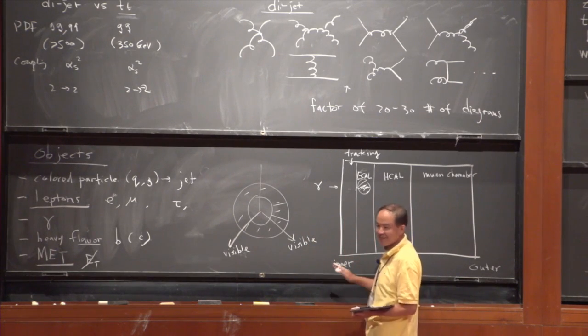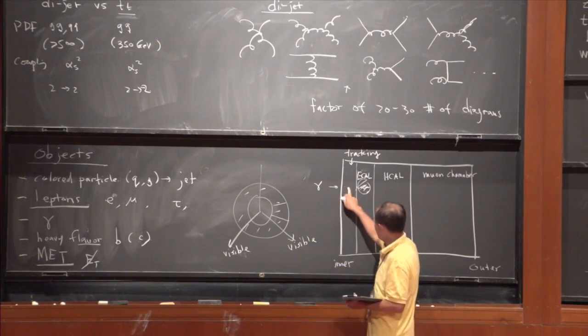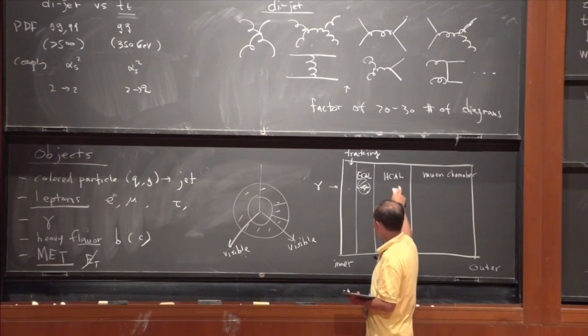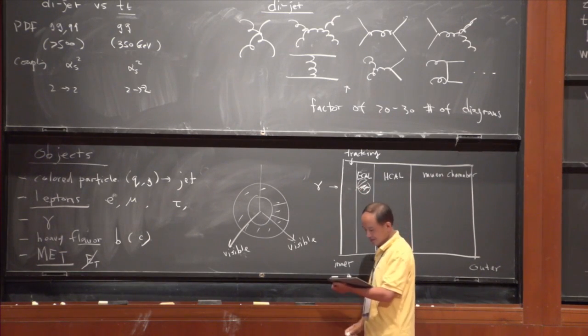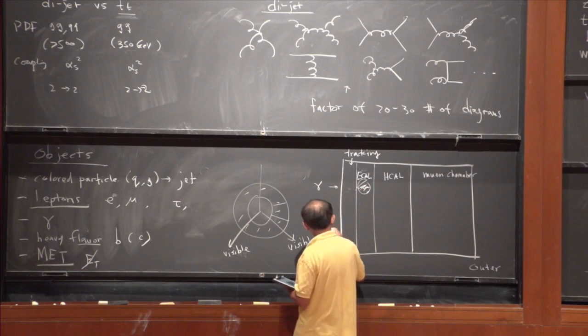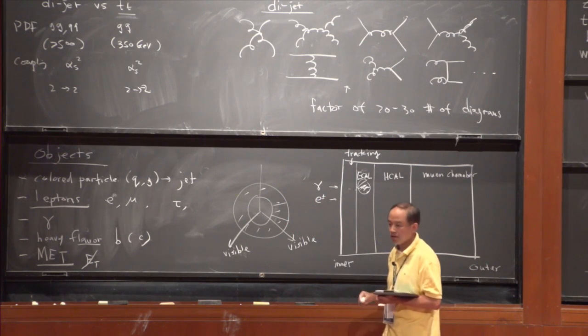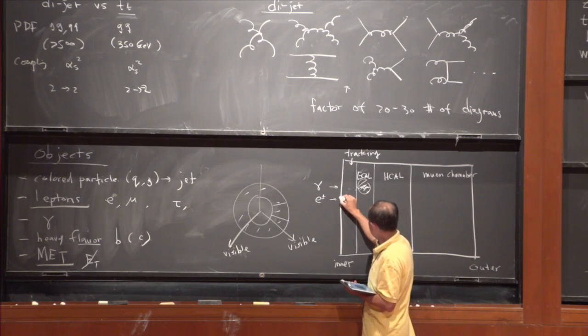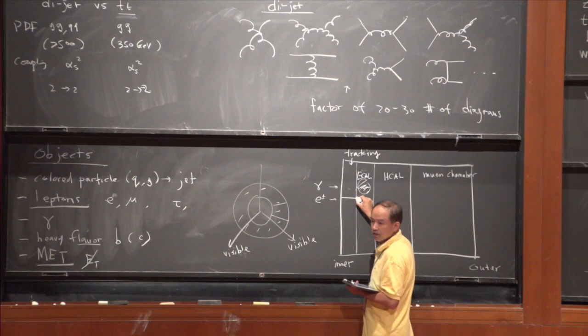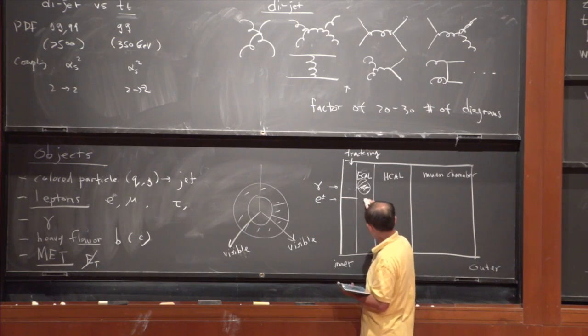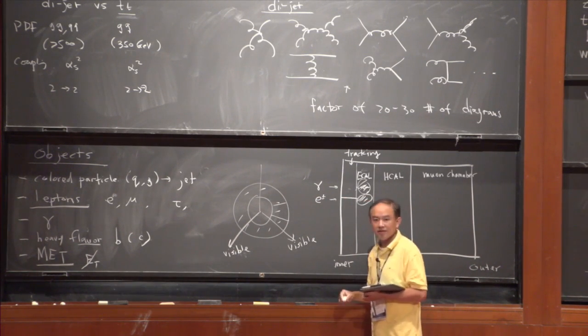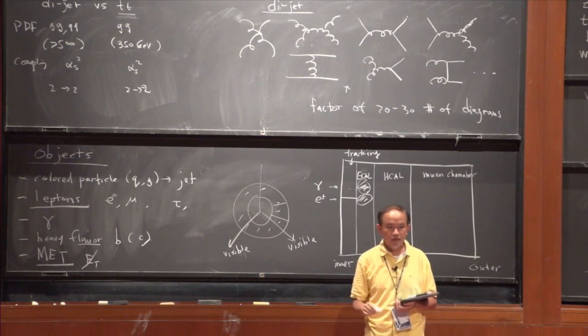Of course, in reality, that's not what the photon does. Sometimes it will do something here, sometimes it will do something there, but generically, this is the very cartoon version. So an e+ e- going here is going to leave a track in the tracking layer, and it's going to deposit all its energy here.